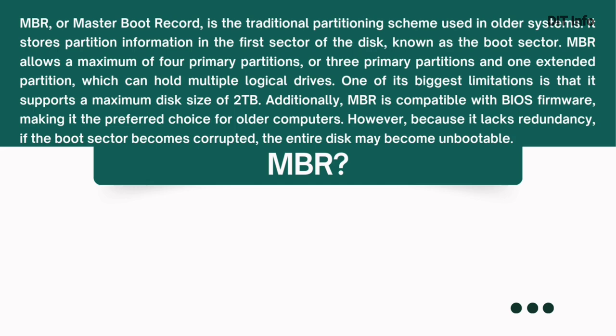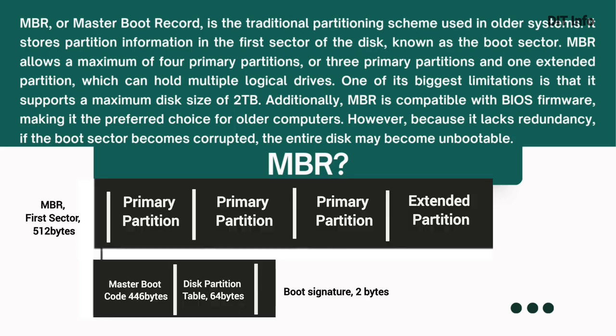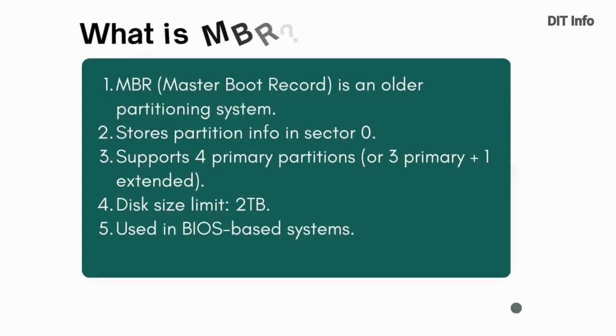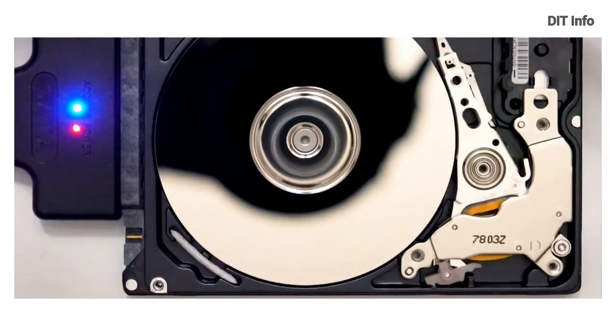What is MBR? MBR, or Master Boot Record, is the traditional partitioning scheme used in older systems. It stores partition information in the first sector of the disk, known as the boot sector. MBR allows a maximum of 4 primary partitions, or 3 primary partitions and 1 extended partition, which can hold multiple logical drives. One of its biggest limitations is that it supports a maximum disk size of 2 terabytes.